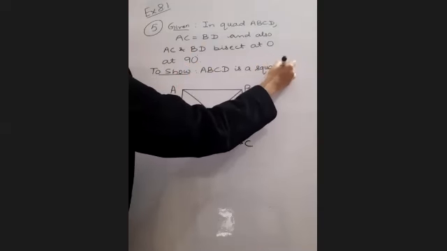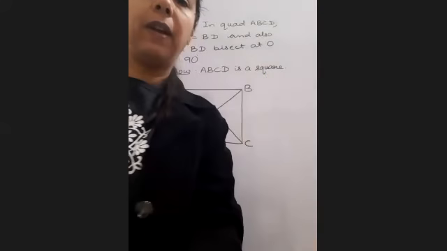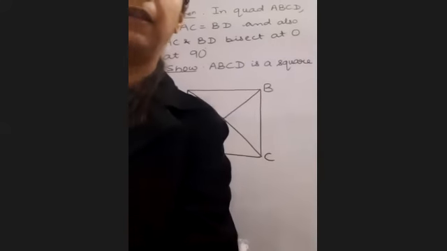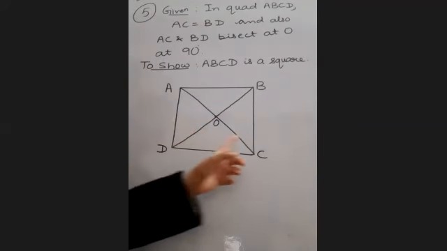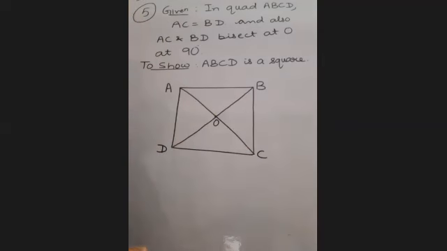Now children, how do we define a square? A square is a quadrilateral with all sides equal and one vertex angle equal to 90 degrees. Are you with me, children? Yes, ma'am.